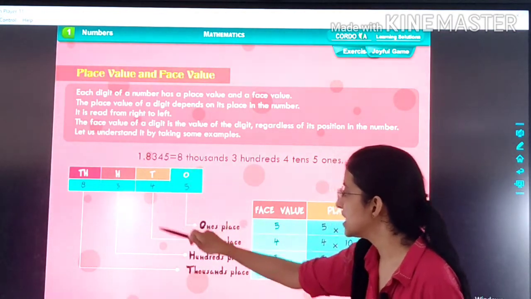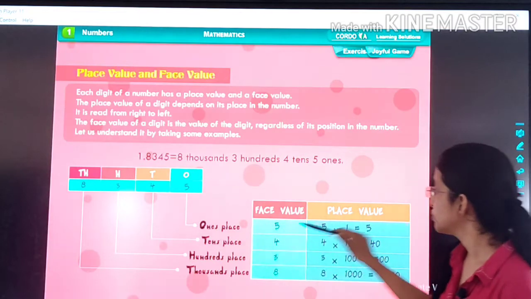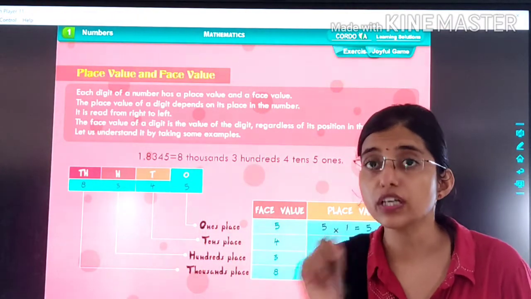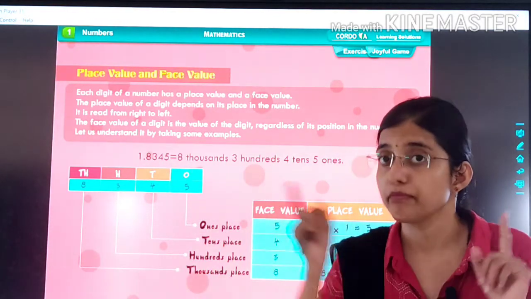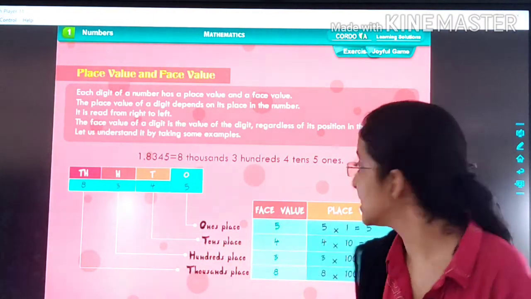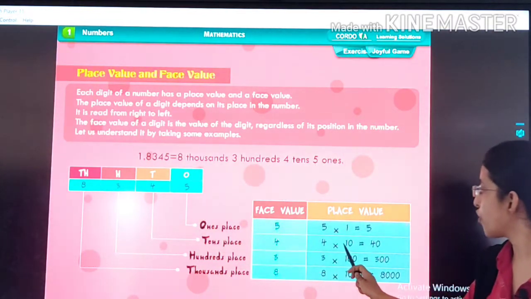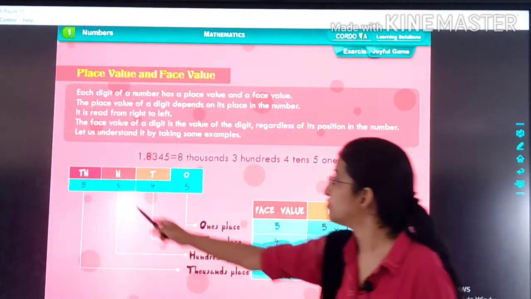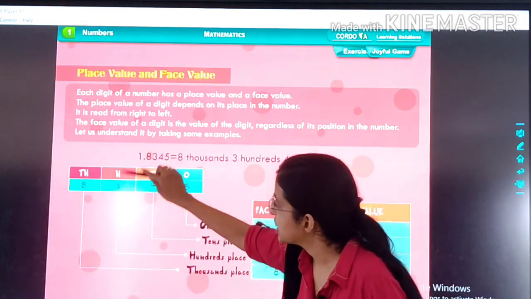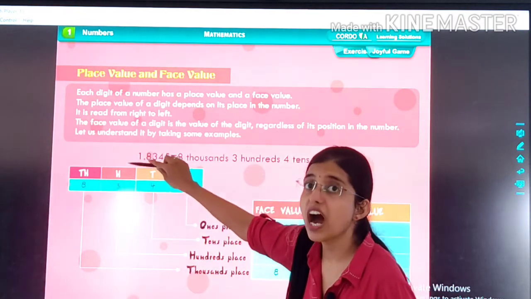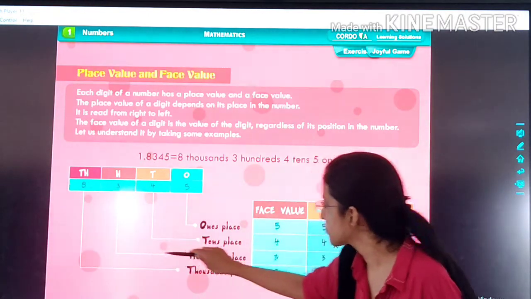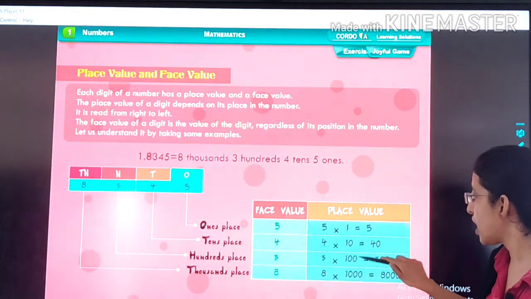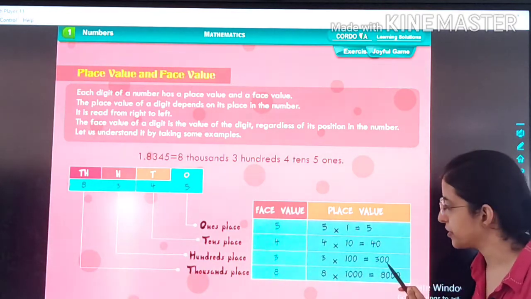4 is present at 10's place, as you can see. So, what will be the place value of 4? 4 into 10, because 4 is at 10's place. So, 4 into 10, 40. 3 is present at 100's place. So, what will be the place value of 3? 3 into 100, that is 300.